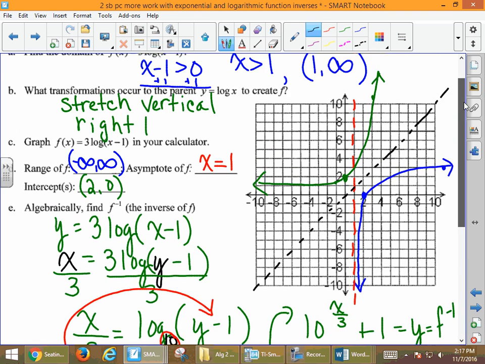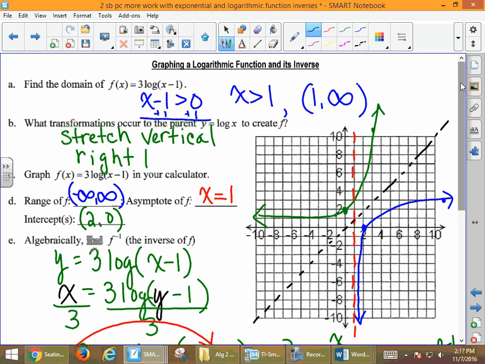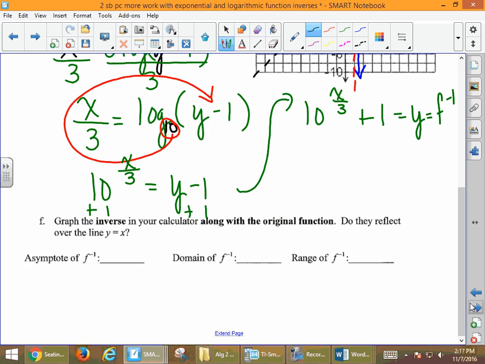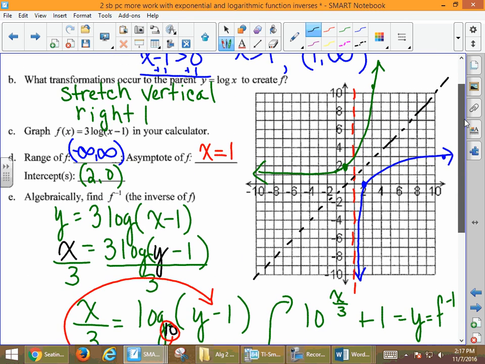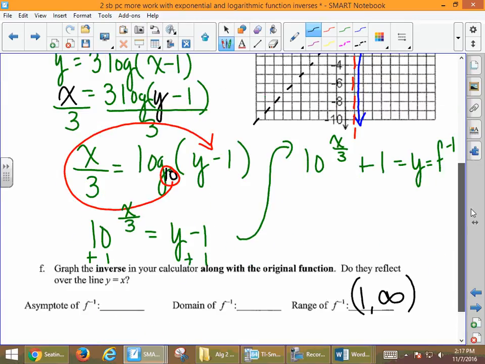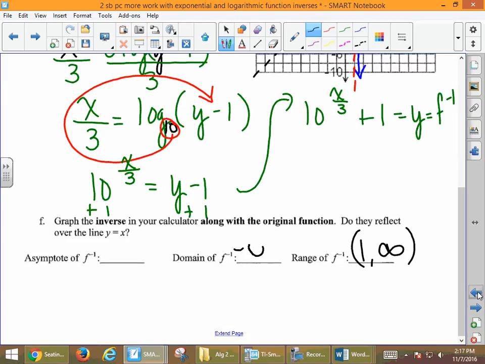Remember, we found the domain back here in A. It was 1 to infinity, which means down here that our range is going to be 1 to infinity, because we switched. Our range of our logarithmic function in part D was negative infinity to infinity. It's going to become the domain of our inverse here, which is negative infinity to infinity.